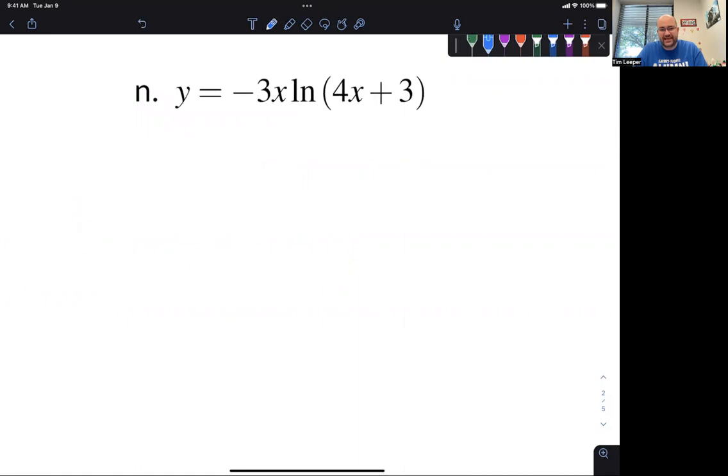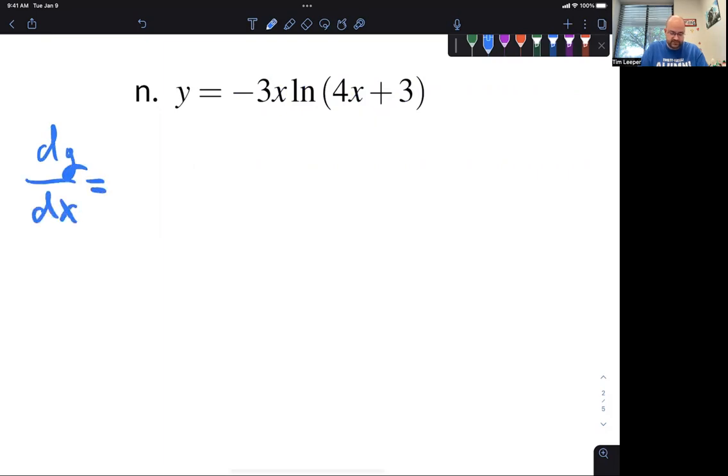Next, let's look at N. Y equals negative 3x times the natural log of 4x plus 3. Well, notice that here we have negative 3x. So this is a product, this is a function of x times another function of x. And that forces us to use the product rule in this situation.